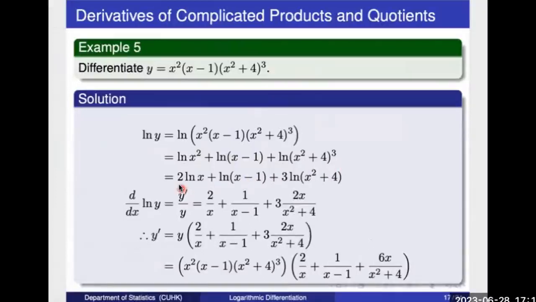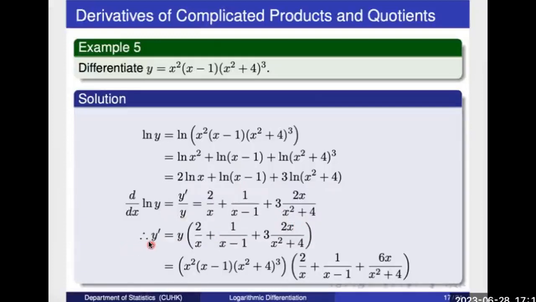This equals 2 times the natural logarithm of x plus the natural logarithm of the quantity x minus 1 plus 3 times the natural logarithm of the quantity x squared plus 4. The derivative with respect to x of the natural logarithm of y equals y prime divided by y, which equals 2 divided by x plus 1 divided by the quantity x minus 1 plus 3 times 2x divided by the quantity x squared plus 4.